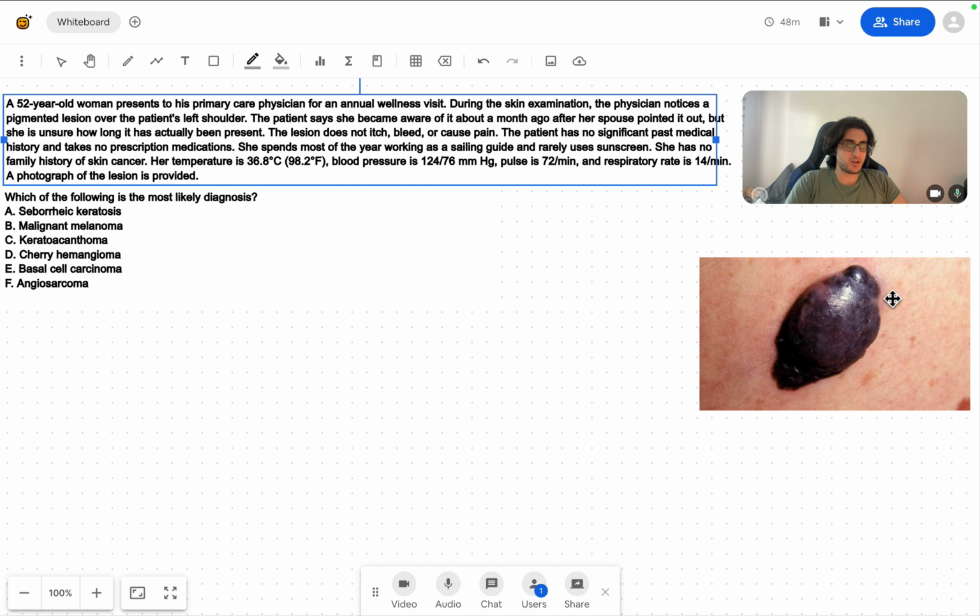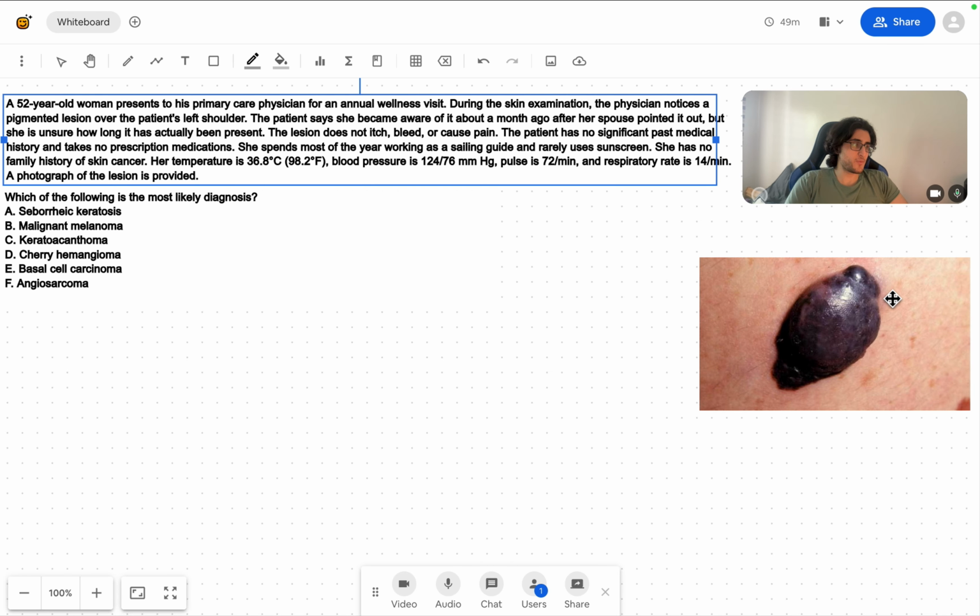C, keratoacanthoma. So with keratoacanthoma, we see dome-shaped lesions with central keratinous plugs, and this is not what we are seeing here. So I'm not gonna go with C. D, cherry hemangioma. So with this condition, we see bright red lesions on the skin, and they're flat, and it's a benign condition. And this is not what we are seeing here.